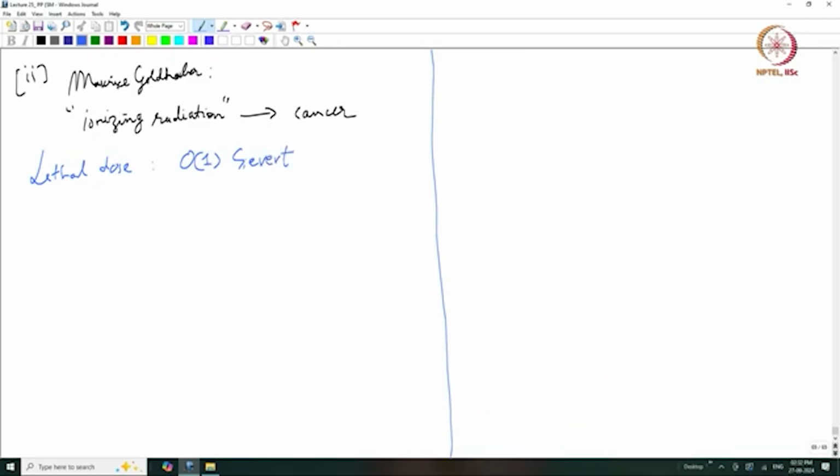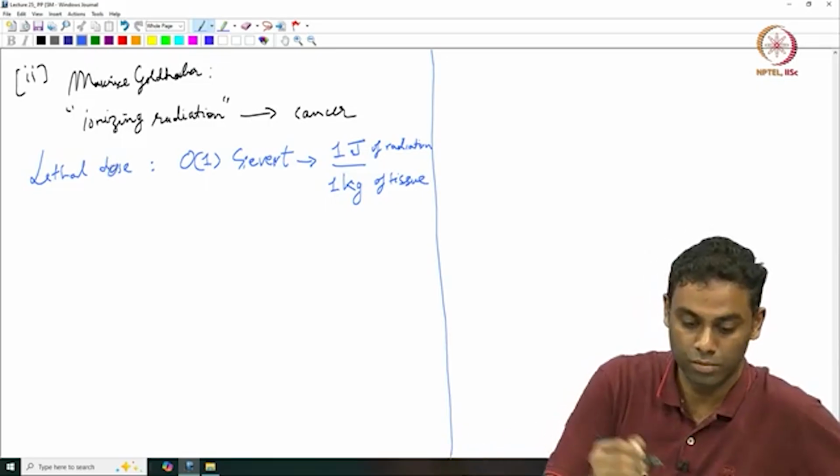Does anyone remember or know what the sievert unit is? Sievert is nothing but 1 joule of radiation dumped into 1 kilogram of tissue. So, if over some period of time you got 1 joule of radiation from some radioactive source in just 1 kilogram of your tissue, that is already a lethal dose. That is enough to kill you.